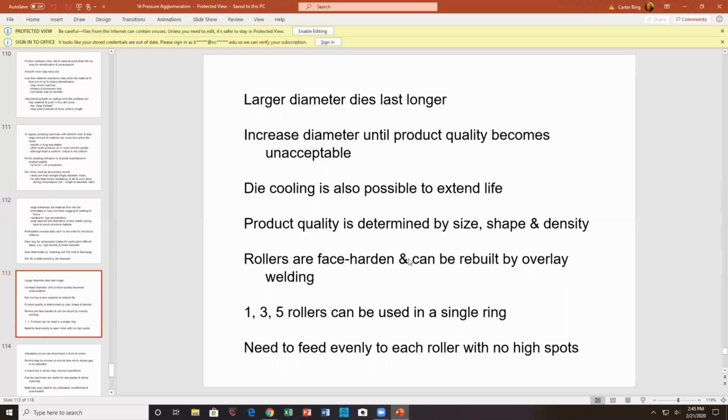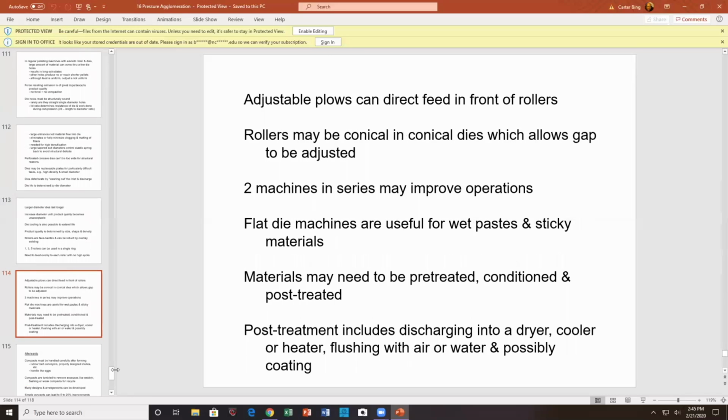Rollers are face hardened and can be rebuilt by overlay welding. Okay. 1, 3, and 5. What I always look for is 3-roll mills or 5-roll mills, die mills or extruding mills. I get the impression that with 3 and 5, the forces balance out more evenly than with even-numbered rollers, but that's purely my speculation.